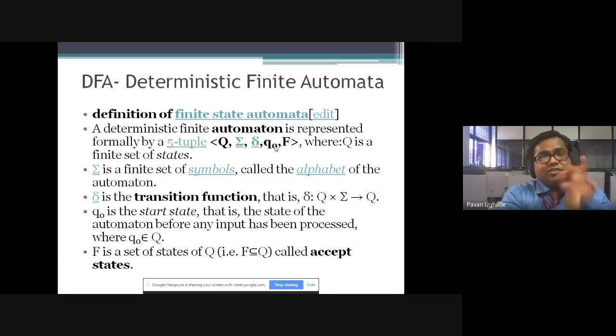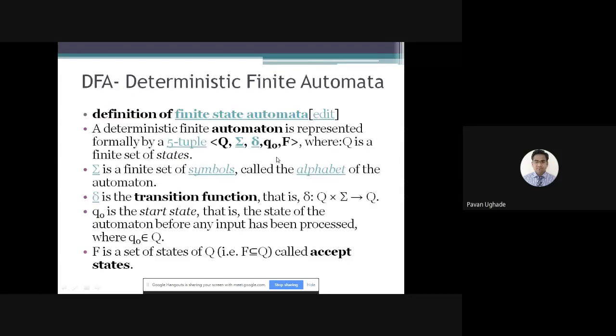Which one is the initial state? The state from which your processing will start. Initialize. The starting state, the initial state, we generally represent with Q0. And there are the final states. This F is a final state. So initial state, final state, as well as non-final state. Three states are there: initial, final, and non-final states.